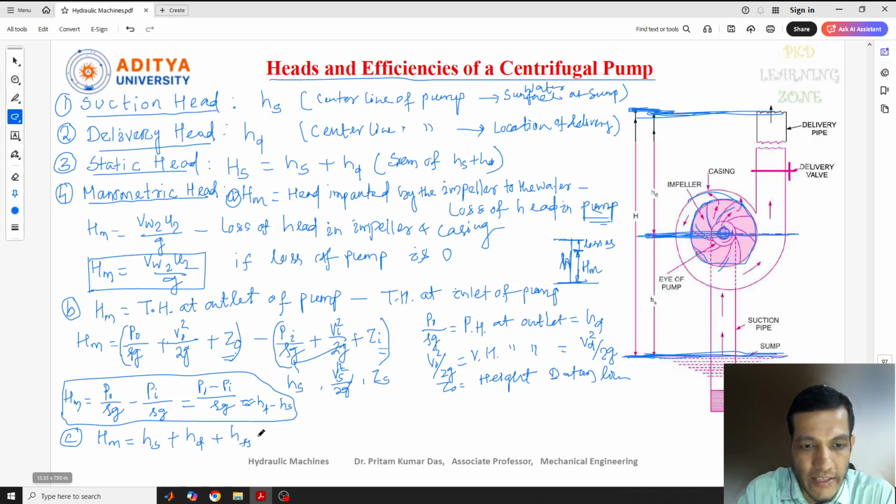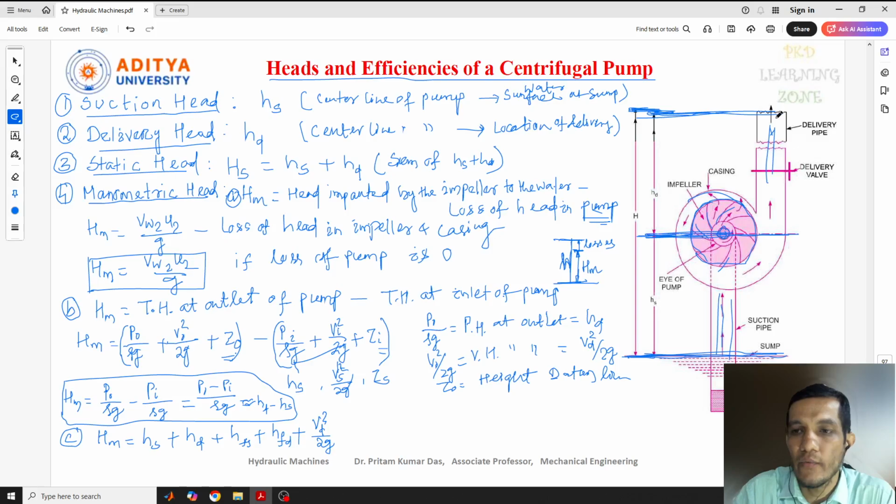So this is hfs, similar to the suction pipe. Similarly, flow will be there in the delivery pipe also. When the water is flowing, it is flowing through the suction pipe as well as the delivery pipe. So you can write hs plus hd plus hfs, and this is hfd, the frictional head loss in the delivery pipe, plus the velocity of water in the delivery pipe, v square by 2g.